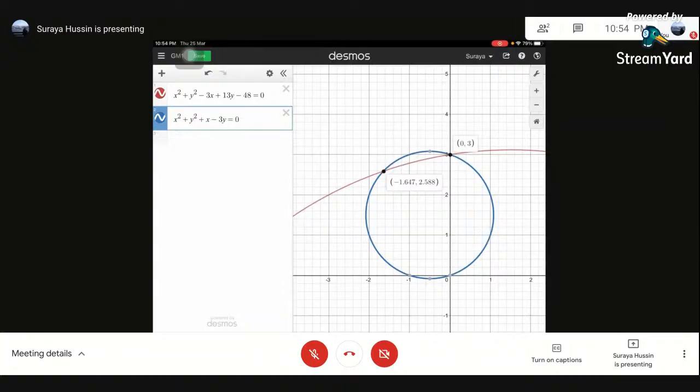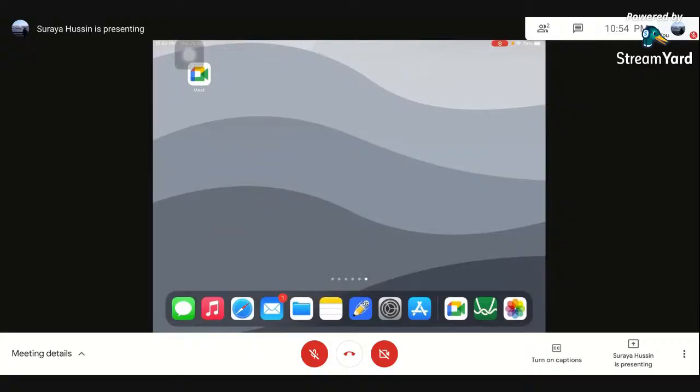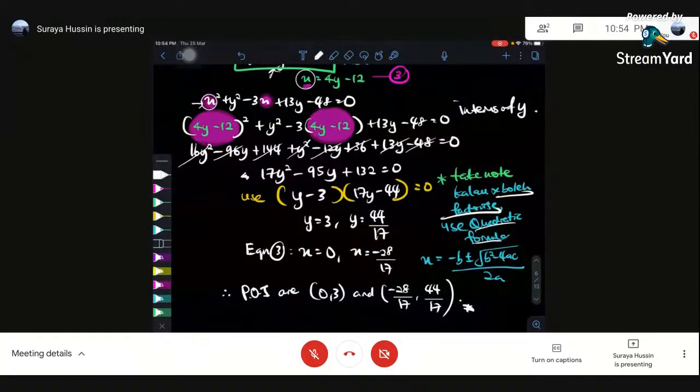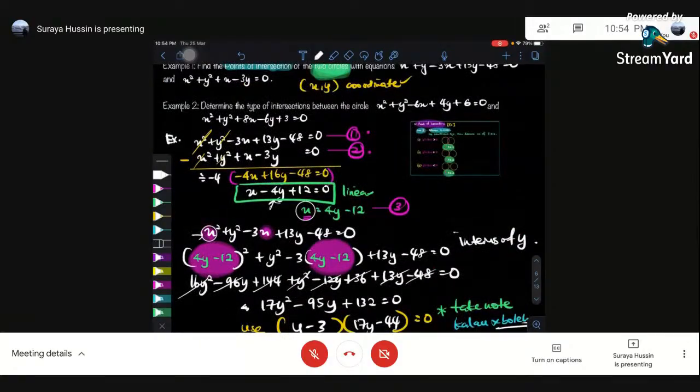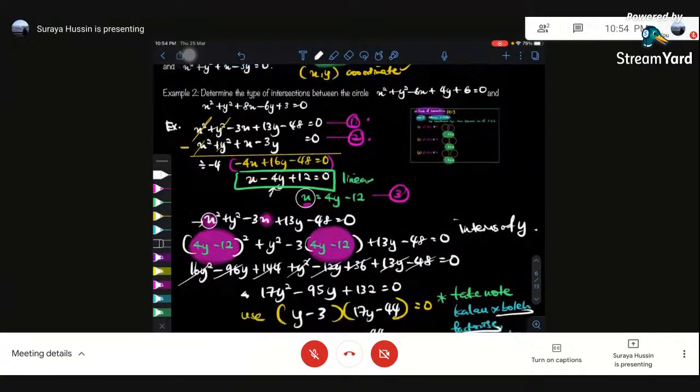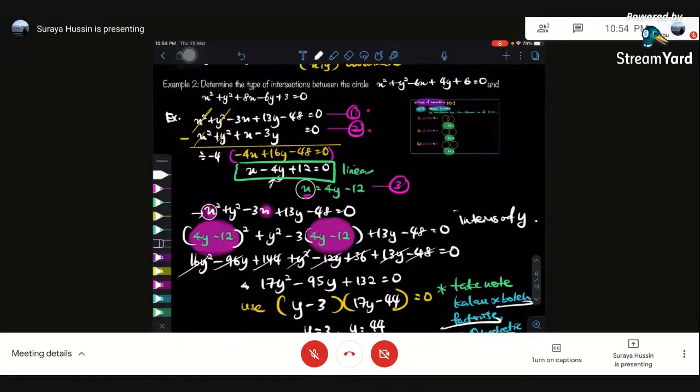Okay, please learn through Desmos, it is quite nice also. Okay, don't neglect it. Have a go. Okay, so dekat sini pula, Miss nak buat sambung nombor 2. Determine the type of intersection.